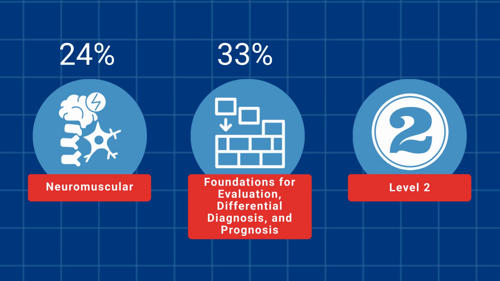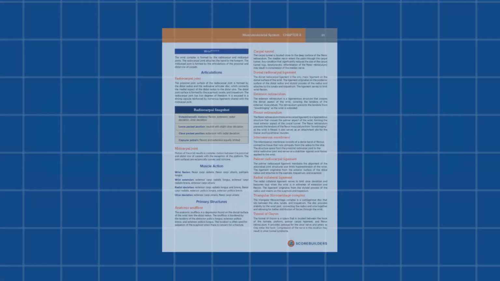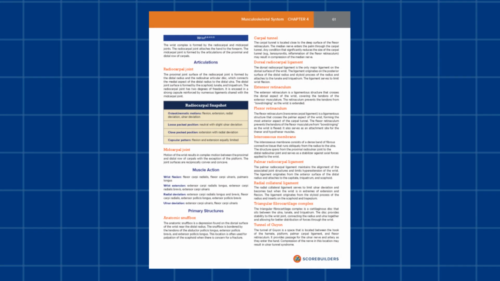Remediation of Level 2 questions occurs by increasing flexibility with academic content and by carefully analyzing decision-making processes when answering applied examination questions. Looking to review related academic content? Check out page 61 in PT Exam, the complete study guide.